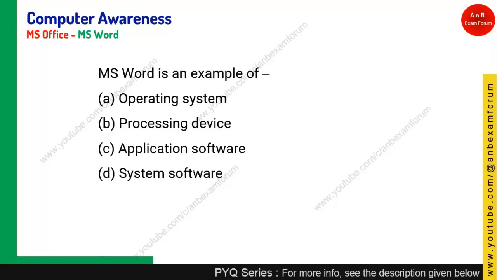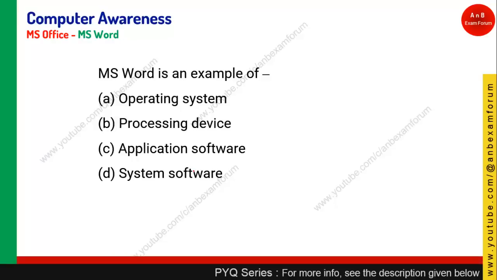So the first question is on your screen, and the question says, MS Word is an example of what? Okay, a very simple one. Yes, MS Word, as you know, is an example of application software. So in the previous chapter we have seen there are two types of software. First one is application software, and the second one is system software. And we have seen operating system is an example of system software, whereas application software can be anything which you do in your computer.